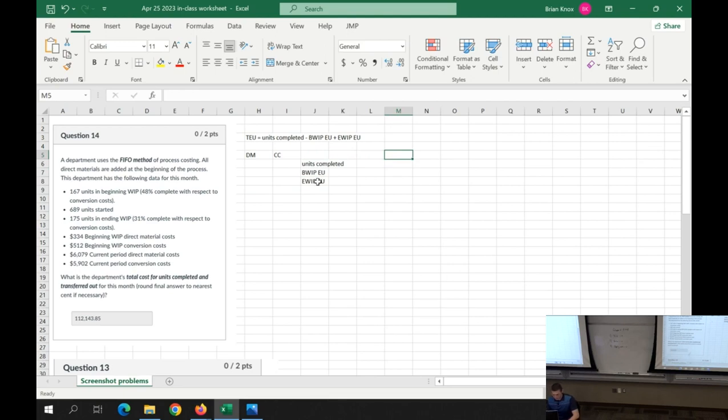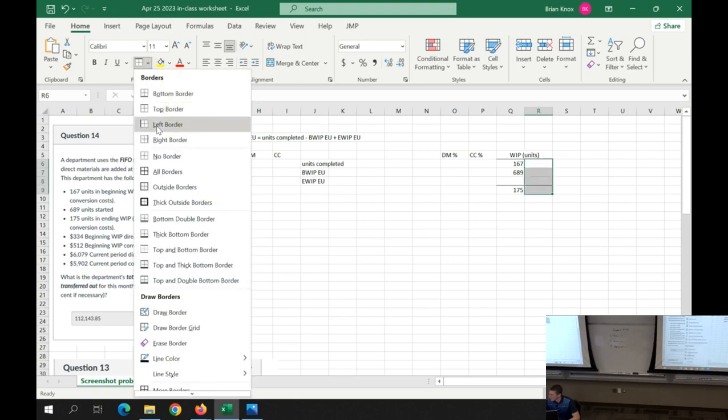Okay, so let's build a T account here. This is the WIP, but in units. Make it pretty and merge and center it. You can put a border. We have 167 units in beginning WIP. We added 689 units during the period. I'm just reading from the problem here. And then we have 175 units in ending work in process.